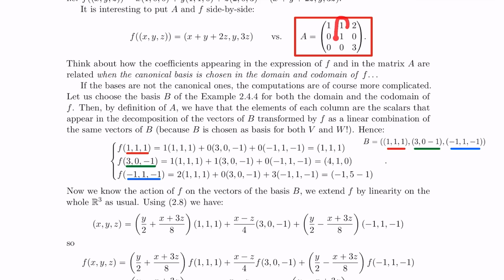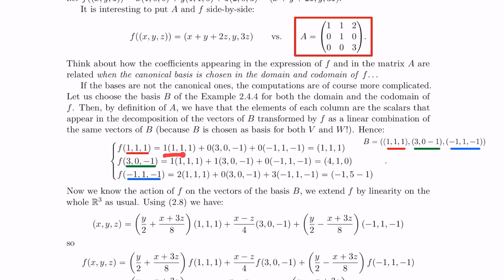Similarly, the elements of the second column of A will be the coefficients appearing in the decomposition over the basis B of the vector f applied to (3, 0, -1), which is the second vector of the basis B. Finally, the entries of the third column of A will be the coefficients of the expansion over the basis B of the vector f of (-1, 1, -1), which is the third vector of the basis B.